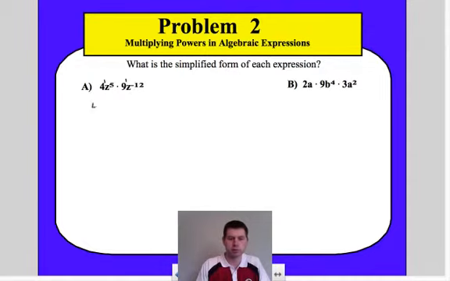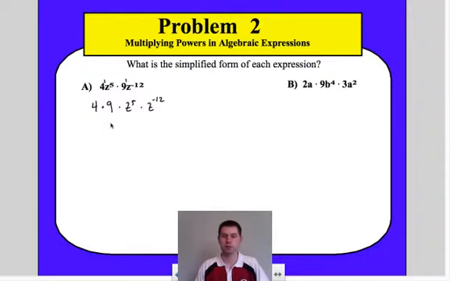So what we want to do is some grouping. I'm going to put 4 times 9 out front. So I'm going to group those together. And then I'm going to take z to the fifth times z to the -12th. That way I'm grouping same letters with same letters, numbers with numbers.